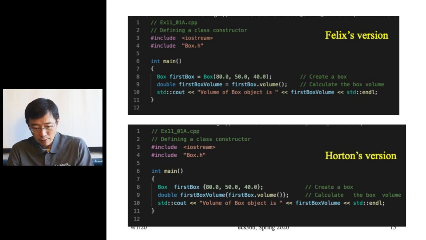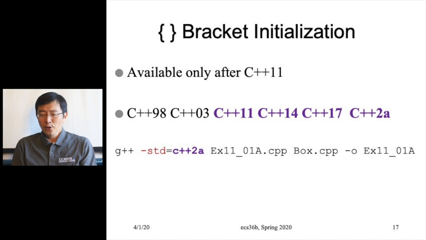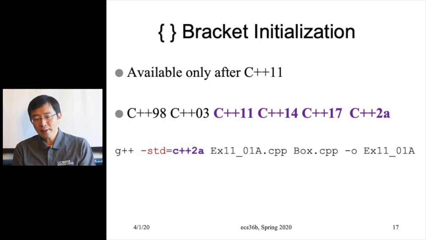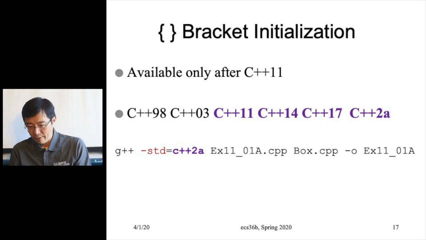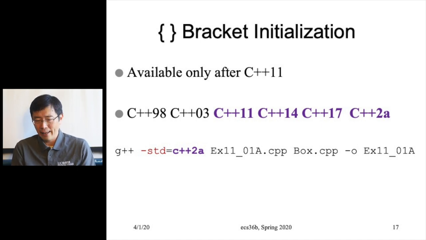However, I want to tell you something quite interesting in this slide. Bracket initialization was not available until about 2011. I don't know if you know that the C++ compiler has so many different versions, from C++98 to 03 to 11 to 14 to 17. And the C++ compiler that I'm using today is called C++2a, because it's after 2020 or whatever. Actually, that's an interesting question. I need to verify exactly the meaning of 2a.